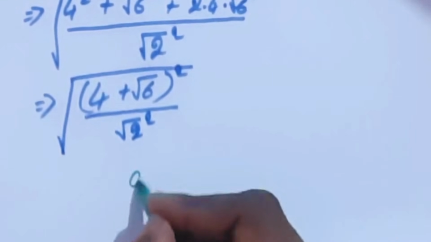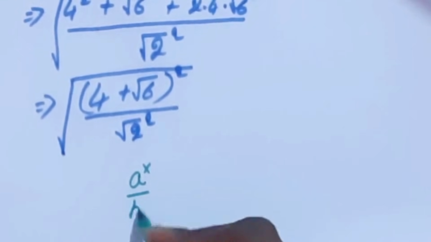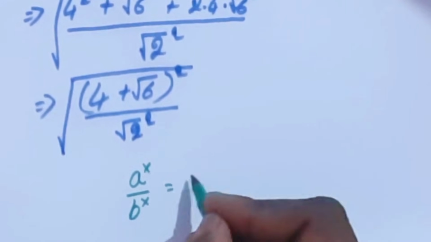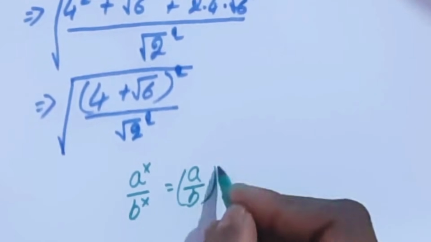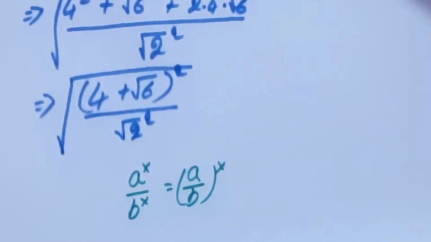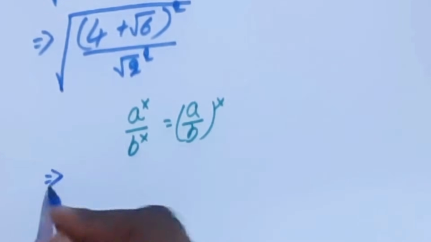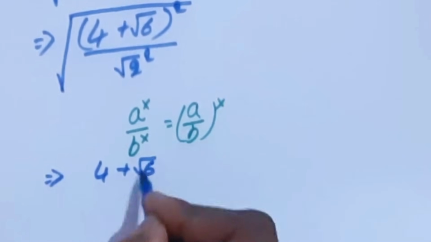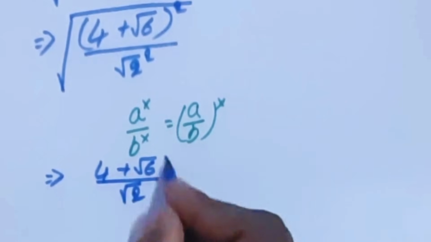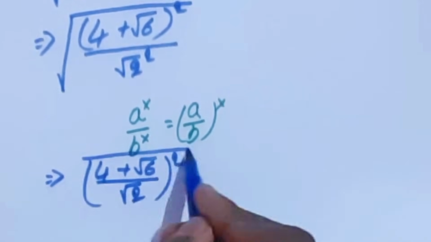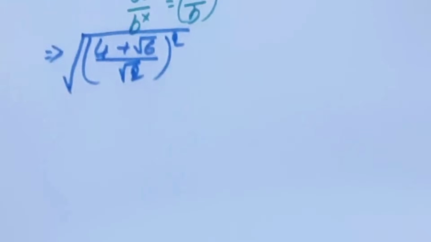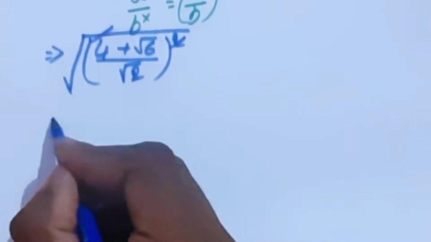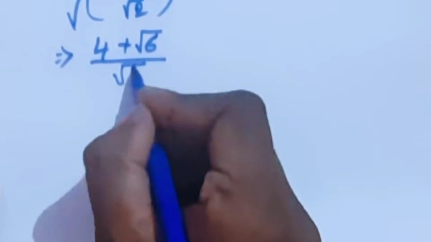So we are going to apply another formula, that A power x by B power x equals A by B whole power x. This we are going to apply here. So 4 plus square root of 6 by square root of 2, whole square, in square root. Now this square and square root will cancel each other. Now we have 4 plus square root of 6 by square root of 2.